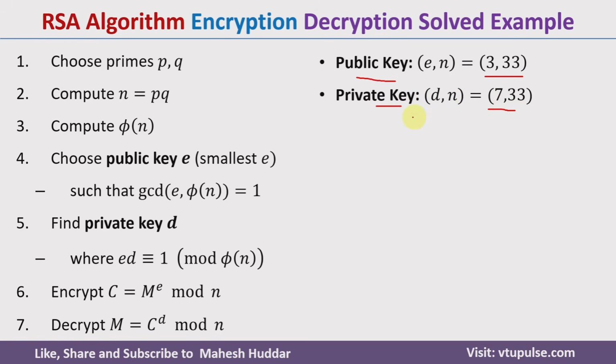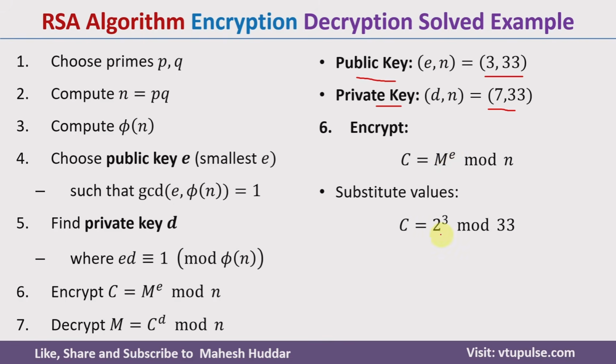Now we need to encrypt the message. To encrypt the message, we use the following formula, that is C is equal to m raised to E mod n. Here we need to substitute the known values. We know the value of m is equal to 2, the value of E is equal to 3, and n is equal to 33. 2 raised to 3 is 8, 8 mod 33 is equal to 8. So we will get the cipher text as 8.